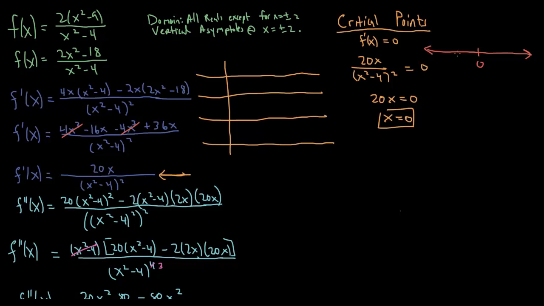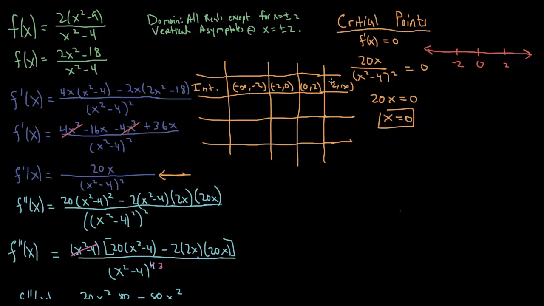So there's my only critical point. But I know at negative 2 and positive 2 I have asymptotes. It's possible for increasing and decreasing behavior to change at asymptotes. It's not guaranteed, but it's possible. So we have to consider negative 2 and positive 2 when we're building this chart out. So let's see here. Intervals. We're going to have negative infinity to negative 2, negative 2 to 0, 0 to 2, and then 2 to positive infinity.